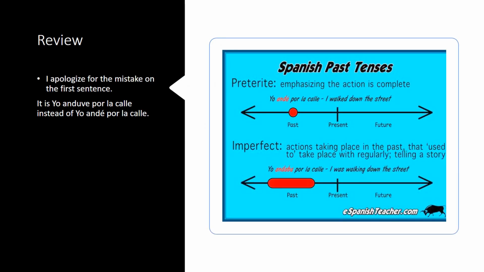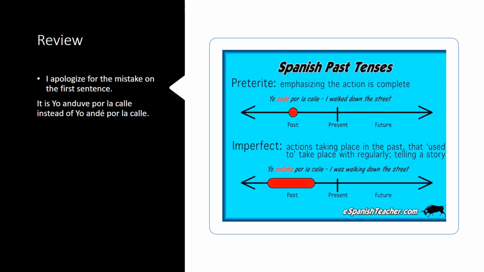Okay. Review. The preterite emphasizes that the action is complete. The action is already completed. I apologize for the first sentence. Instead of yo andé por la calle, it is yo anduve por la calle. Thank you. Yo anduve por la calle. I walked down the street. I am emphasizing that the action is complete. That's it. The action is complete. I already ended it.